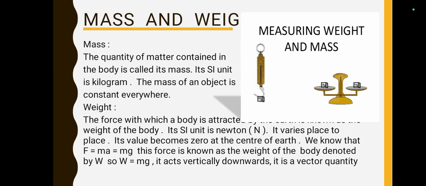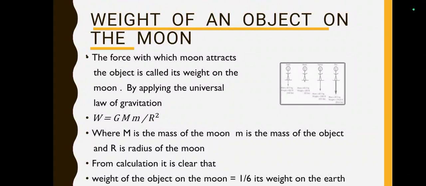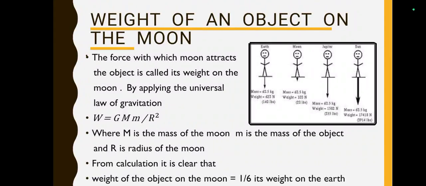We know that F equals ma, that is equal to mg, and this force is known as the weight of the body. The weight of the body is denoted by capital W, which replaces the force, and the final formula we get is W equals mg. It acts vertically downwards, so it is a vector quantity. Next one, the weight of an object on the moon.